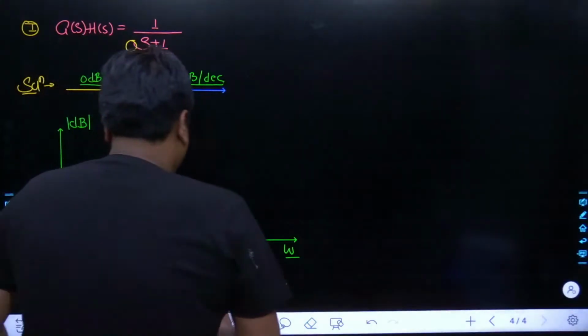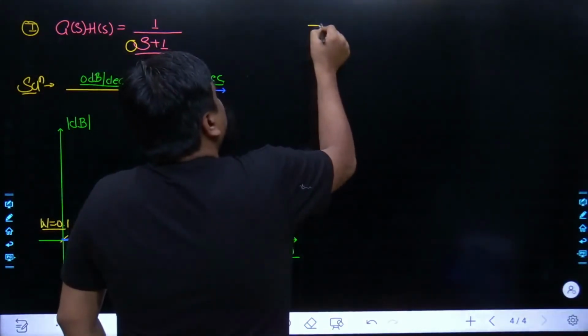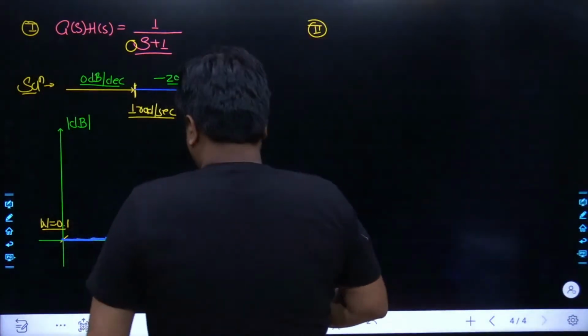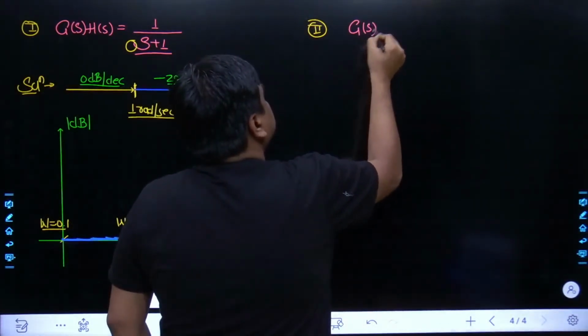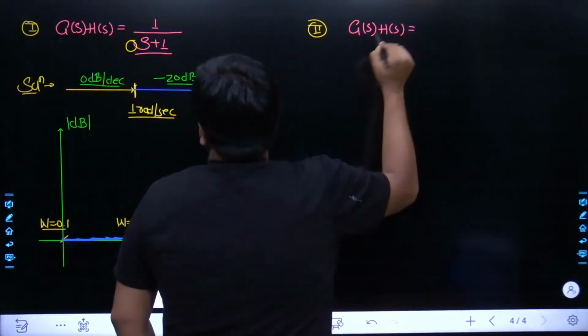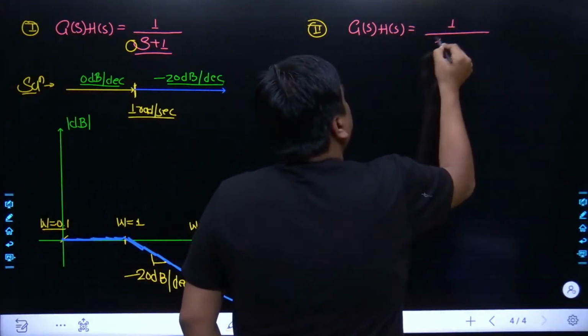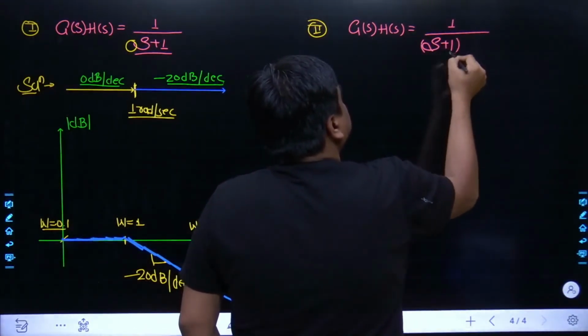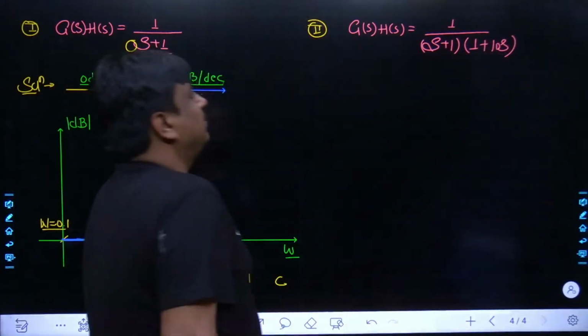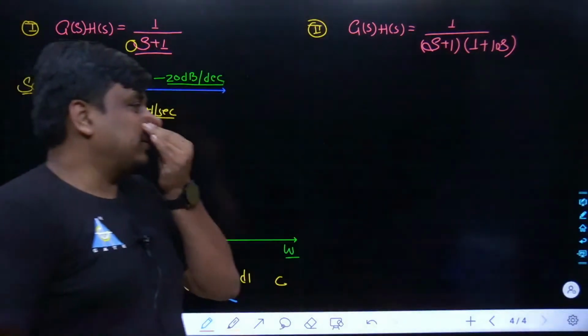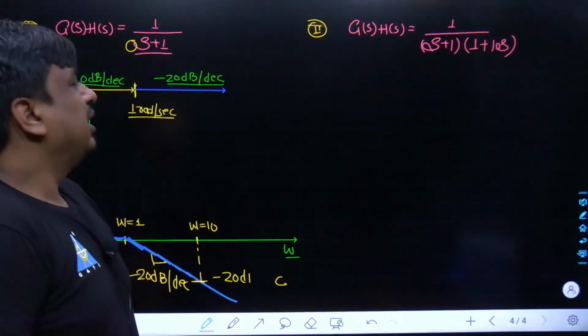Now I think it's the right time to focus on the second question, and let's take the second question. G(s)H(s) is equal to 1 divided by (s plus 1) times (1 plus 10s). Yes, the same thing has been happening.